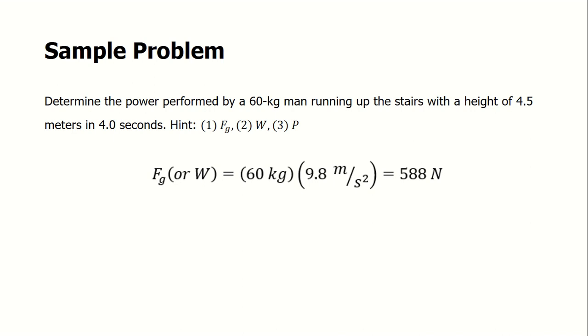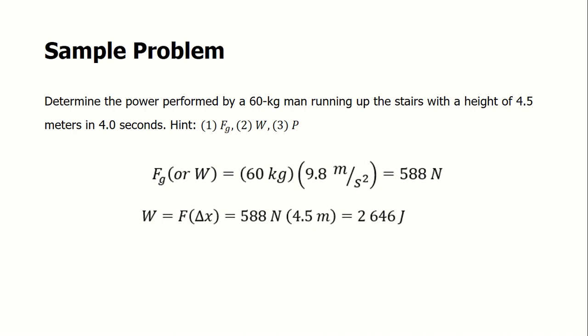This means that your body has to counter your weight. Your weight is directed downwards, right? So you have to counter this weight. You have to give yourself an upward force equal to or greater than 588 newtons. Let's go for the minimum here, so let's say equal to 588 newtons. Your work is force times displacement, 588 times the height of the stairs, 4.5 meters. The product of the two is 2,646 joules.